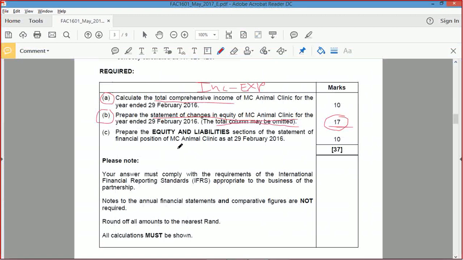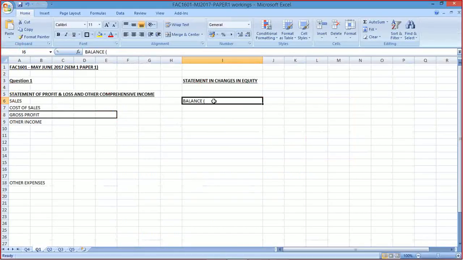How do I know what the beginning of the year is? I look at the question. The question says 29 Feb 2016. That must be the end of the year. So what would the beginning of the year have been? If the end is 29 Feb 2016, beginning would have been? 1st of March. 1st of March 2015. Yeah. Okay, so 1 March 2015.